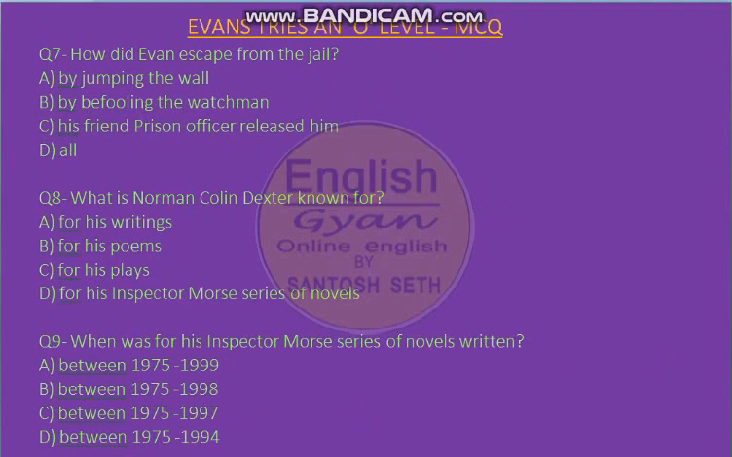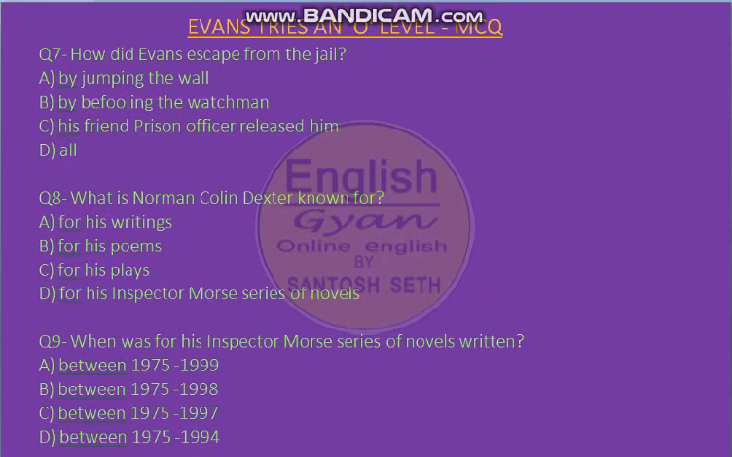Question number 7. How did Evans escape from the jail? A. By jumping the wall, B. By fooling the watchman, C. His friend prison officer released him, D. All above. Question number 8. What is Norman Colin Dexter known for? Options are A. For his writing, B. For his poems, C. For his plays, and D. For his Inspector Morse series of novels.